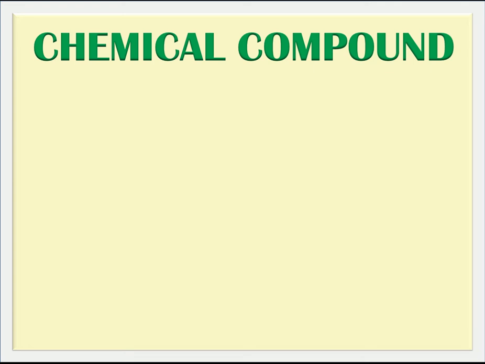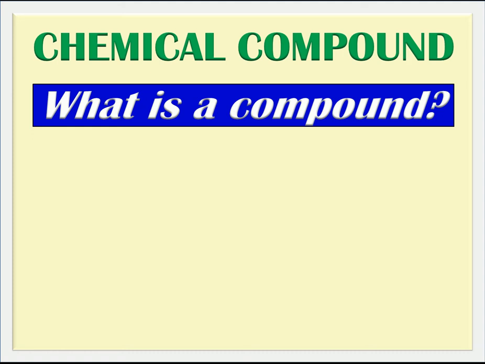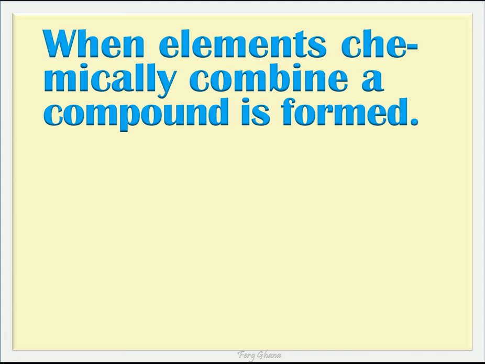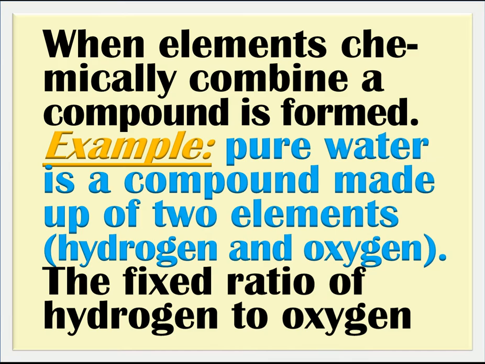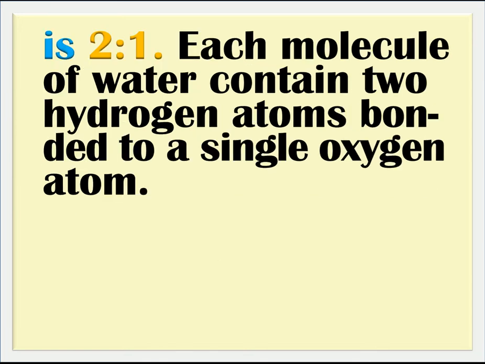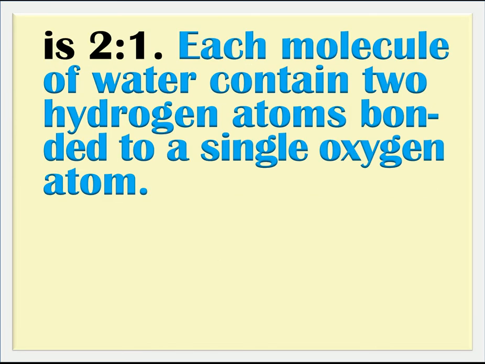Chemical compounds. What is a compound? A compound is a substance formed from the chemical combination of two or more elements. When elements chemically combine, a compound is formed. Example: pure water is a compound made up of two elements, hydrogen and oxygen. The fixed ratio of hydrogen to oxygen is 2:1. Each molecule of water contains two hydrogen atoms bonded to a single oxygen atom.